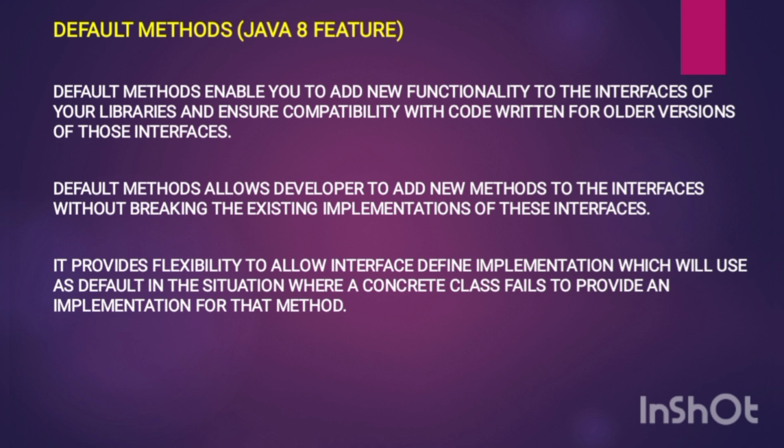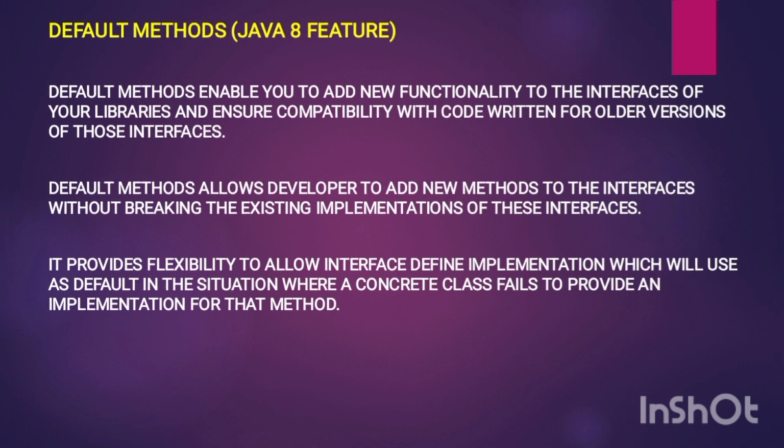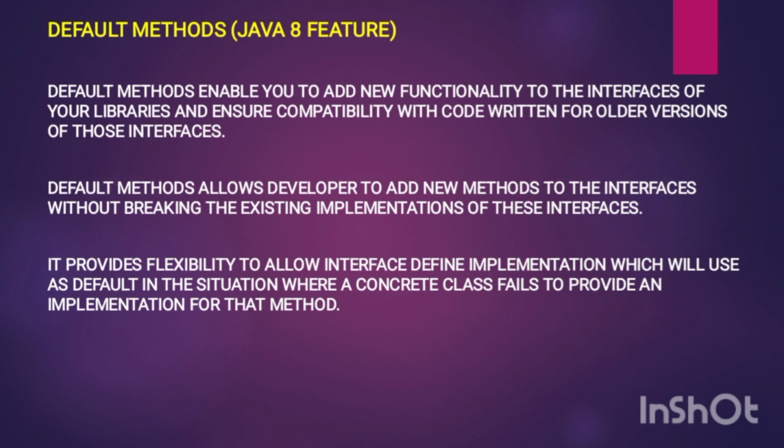A default method in an interface is a method that has a body, or in simple terms, it's already implemented. It allows you to add new methods to interfaces without breaking the existing implementations. If a class doesn't provide its implementation for this method, the default one will be used. This gives flexibility and backward compatibility for your code.